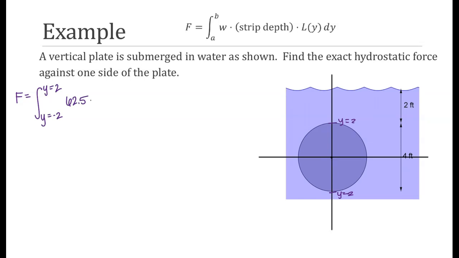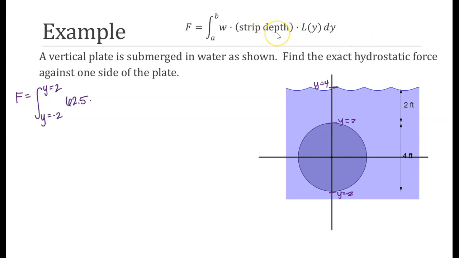And now we need to multiply by the strip depth. So the strip depth, what we need to know is where's the surface of the water, at what y value, based on where we put our origin, is the surface of the water. So we have that the radius was 2, and then the top of the circle is shown as 2 feet below the surface of the water. So that's a height of that water at y equals 4 up there. So y equals 4 is the surface of the water.